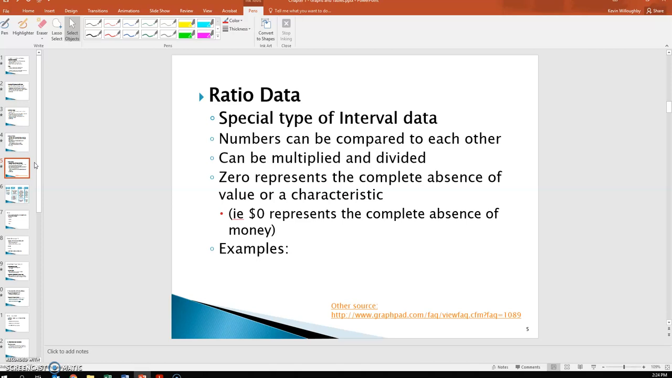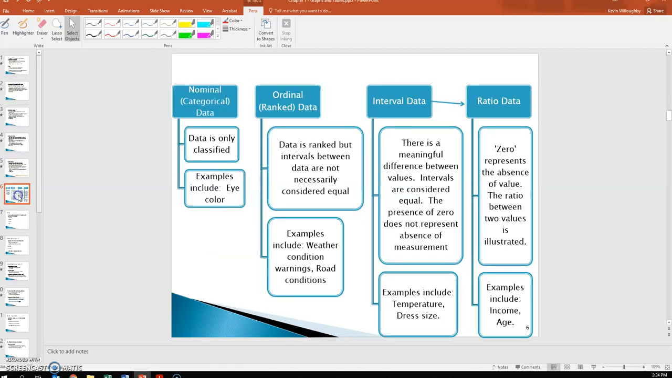A dress size that comes in size 0, does that mean no dress size, or does that mean that there is a dress size called dress size 0? So dress size, just to stop you from wondering, is interval data. Here is a breakdown of the 4 types of data, and there's dress size under interval data.